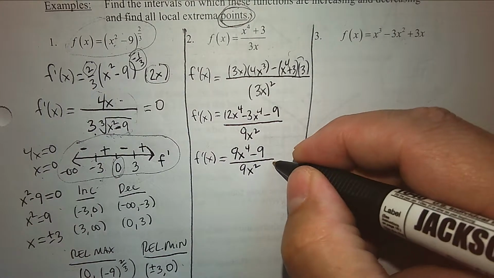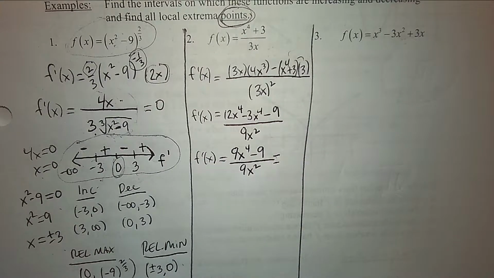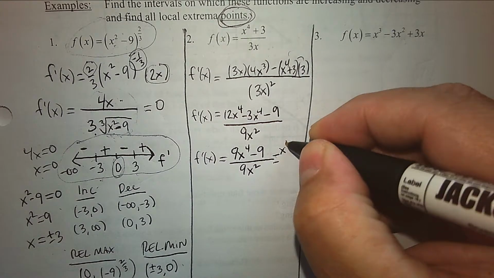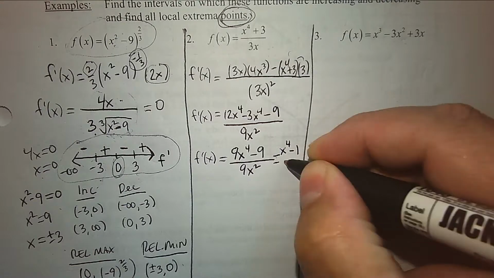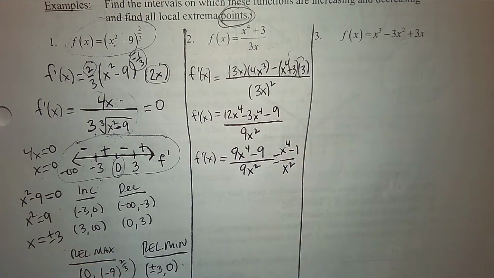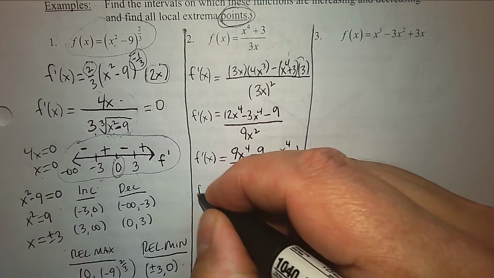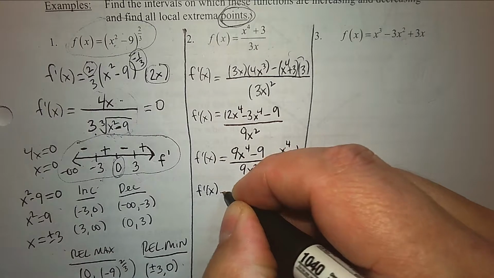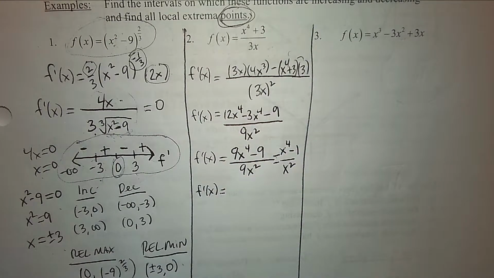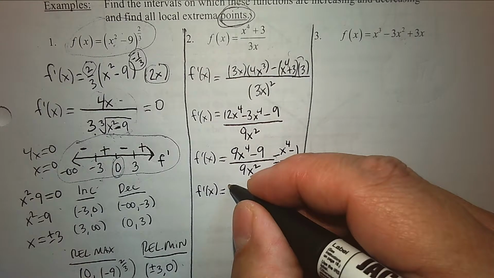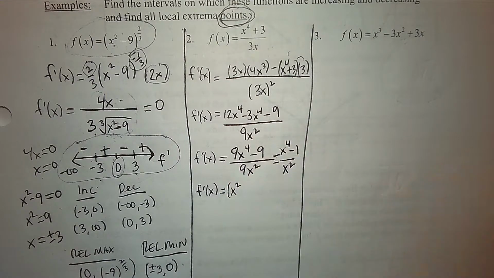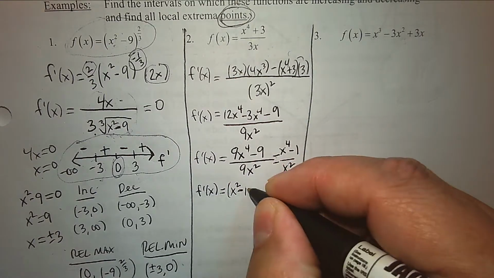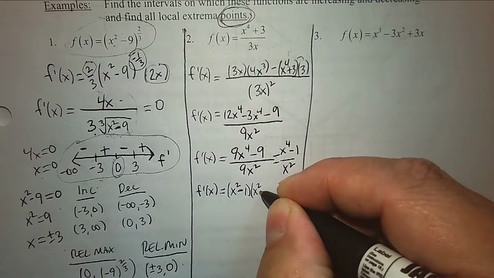What is going to divide out here on the top and bottom? 9. And it's going to leave you with x to the 4th, subtract 1 over x squared. We're not done. How would you factor x to the 4th, subtract 1? That is a difference of squares. What's the square root of x to the 4th? And the square root of 1? So one's going to be x squared minus 1, and the other's going to be x squared plus 1.